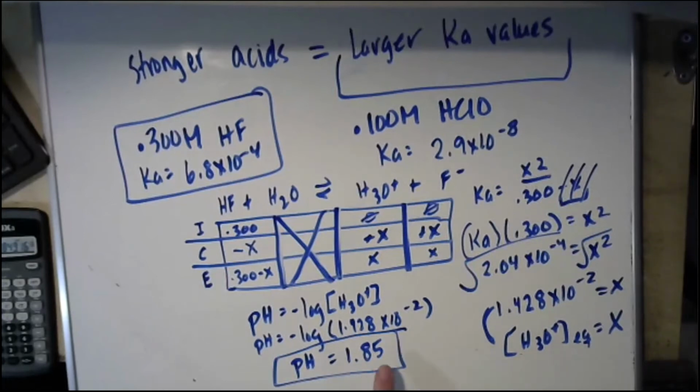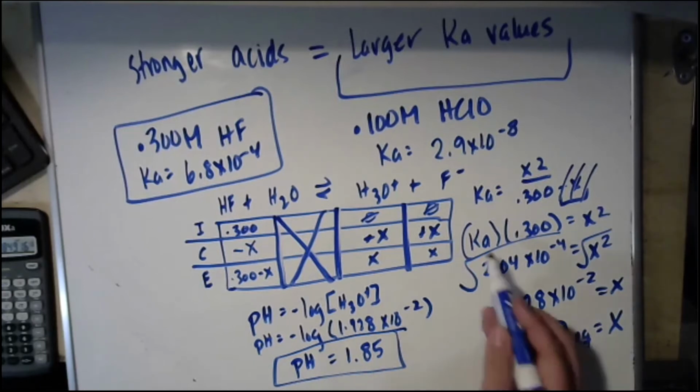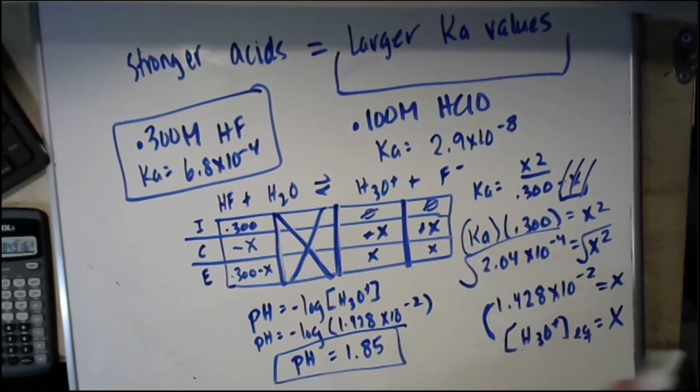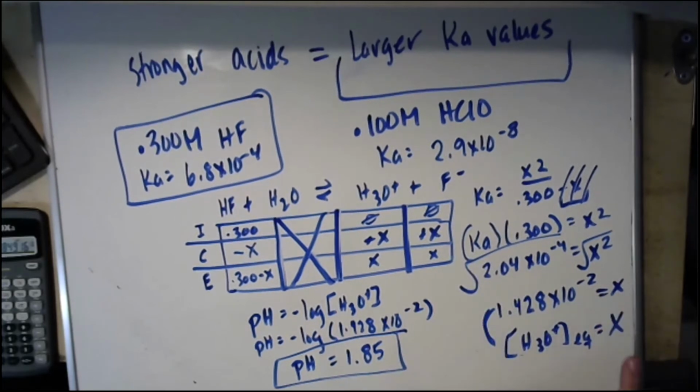We're up to 2 decimal places here because, even though I wasn't underlining the sig figs as I went through, this Ka value has 2 sig figs. So when I solved for the concentration of our hydrogen ion, that value is to 2 sig figs. When I take the negative log of something with 2 sig figs, the answer is going to have 2 decimal places.